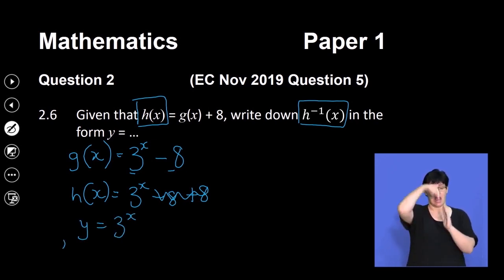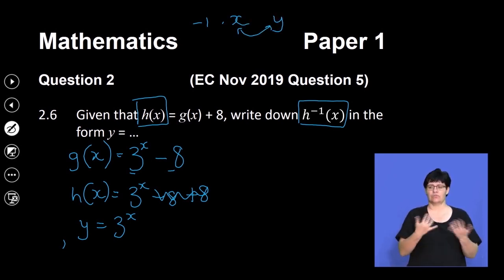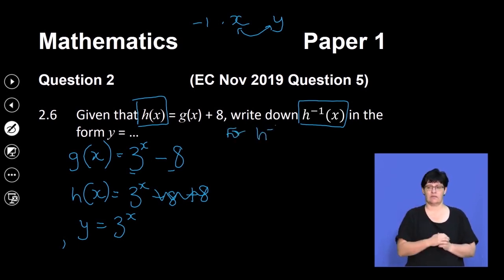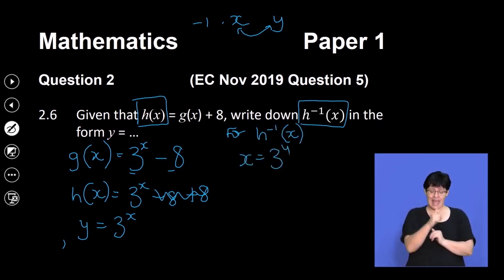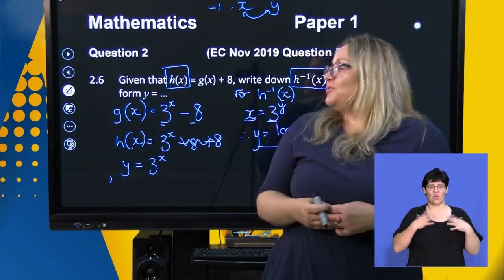Okay, and when you find the inverse, if you remember, we always swap the x and the y around. So we literally just take the x, move it into the place of the y, and take the y and put it in the place of the x. So for the inverse, we're going to have x is equal to 3 to the power of y. And here, this is where our knowledge of logs is going to come in. We need to make y the subject of the formula. So y is going to be log base 3 of x.